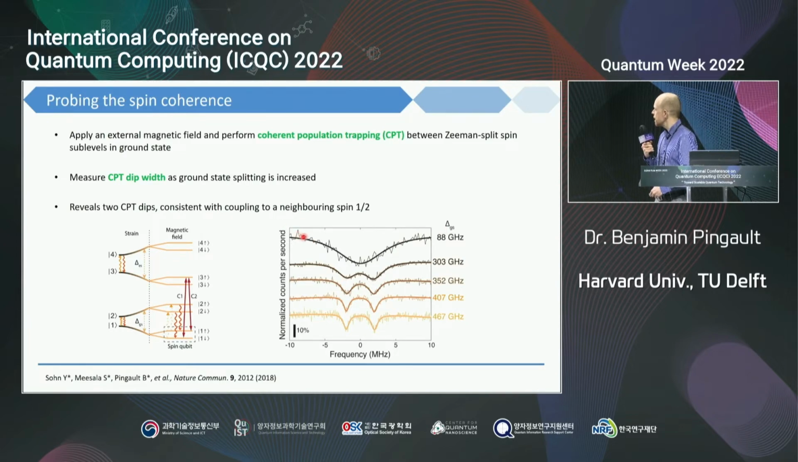And as we repeat that as a function of the applied strain, so when we're splitting the two orbitals further apart, you can see that the CPT dip, the dip in fluorescence that we see, gets narrower and narrower, actually revealing two dips that we ascribed to the presence of a neighboring carbon-13 spin.